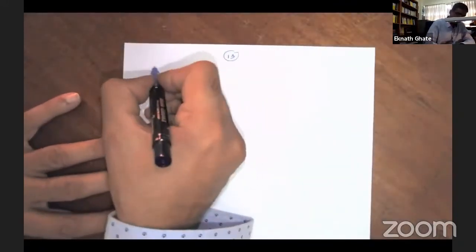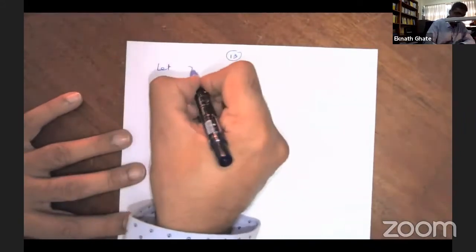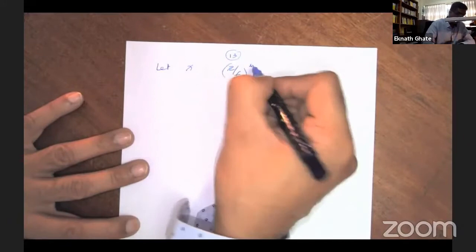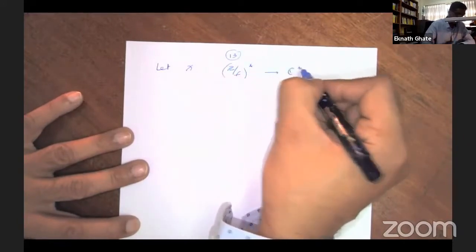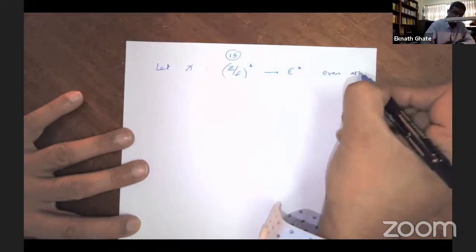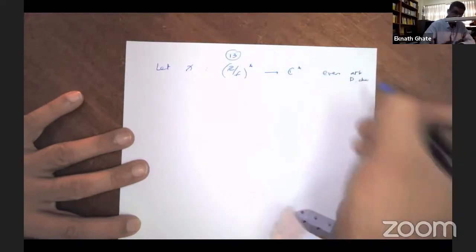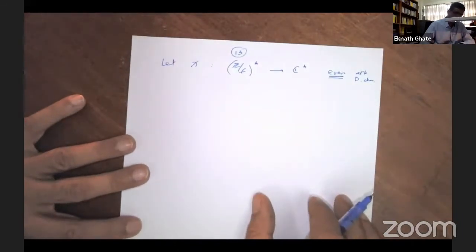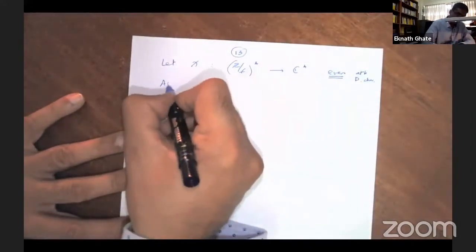So I'll do this in a bit of generality. For a moment, let us just work with some general notation. Let chi be an arbitrary character, but let us assume it's an even, arbitrary Dirichlet character. Even means chi of minus 1 is equal to 1.